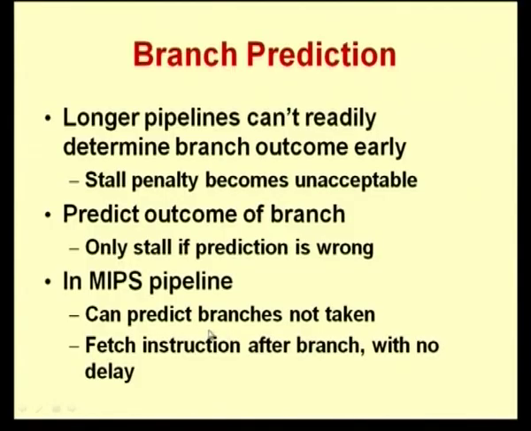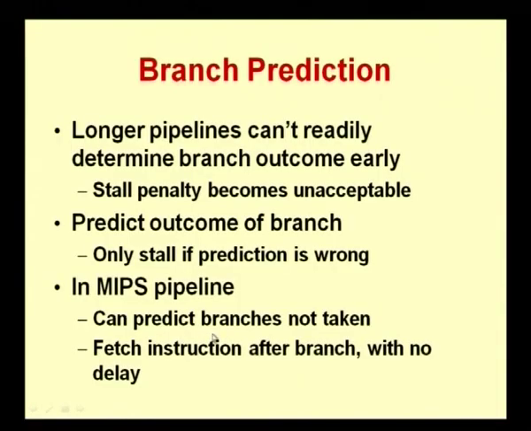So based on which way the branch is likely to go, you predict that, and based on the branch prediction, you will be able to fetch from the target address earlier in the cycle and therefore avoid the stall cycles. There are some very sophisticated branch prediction techniques that are used. In the MIPS pipeline, you can predict branches not taken and fetch the instruction after the branch with no delay. This is something which is easy to do in the MIPS pipeline. But of course, you have to remember that if your prediction goes wrong, then you will have a problem. So mispredictions will also have to be handled. Those are some complications that we have. But otherwise, with stalls, additional circuitry and some amount of branch prediction, control hazards can also be handled.